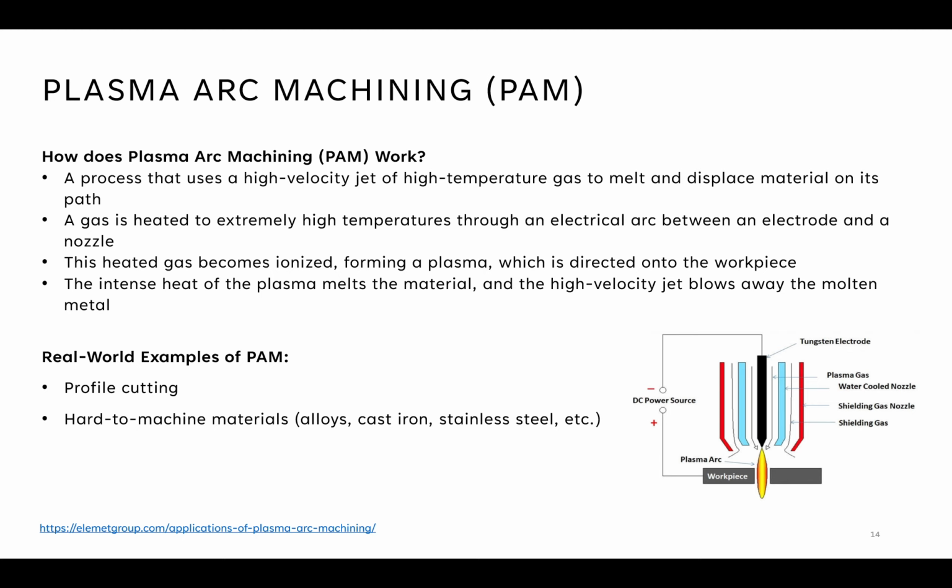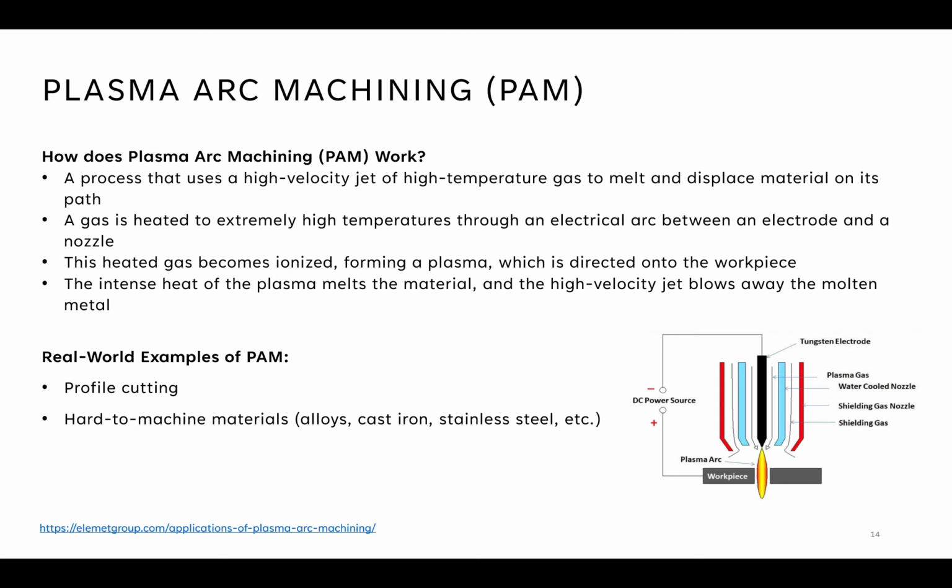Let's talk about a different kind of machining now, plasma arc machining. The way plasma arc machining works is that a gas is heated up with an electrical arc between the electrode and nozzle, and this gas is heated up to the point where it is ionized and becomes plasma. This plasma is then shot out through the nozzle at very high speeds, which melts the metal. Now, when the metal is melted, the high velocity of the stream causes the metal to be displaced and therefore be machined.